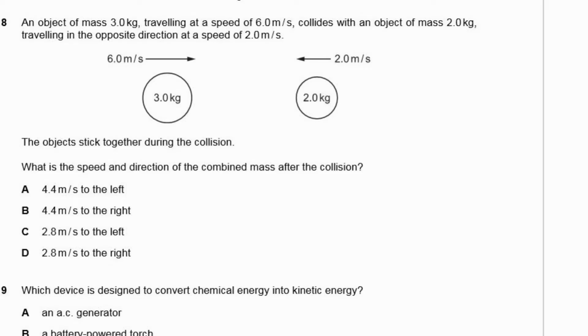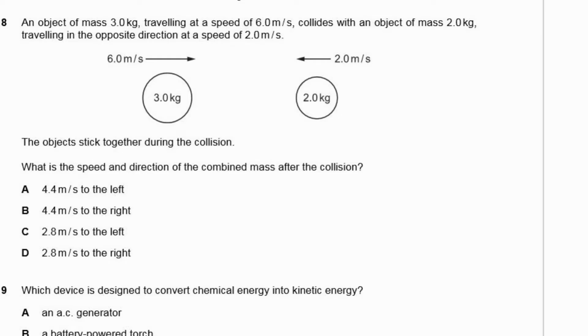Question 8. An object of mass 3 kilograms travelling at a speed of 6 meters per second collides with an object of mass 2 kilograms travelling in the opposite direction at a speed of 2 meters per second. The objects stick together during the collision. What is the speed and direction of the combined mass after the collision?